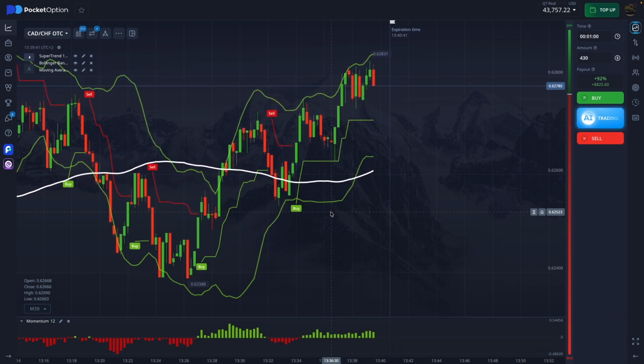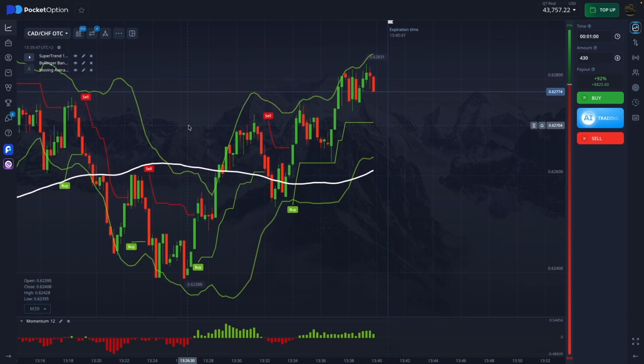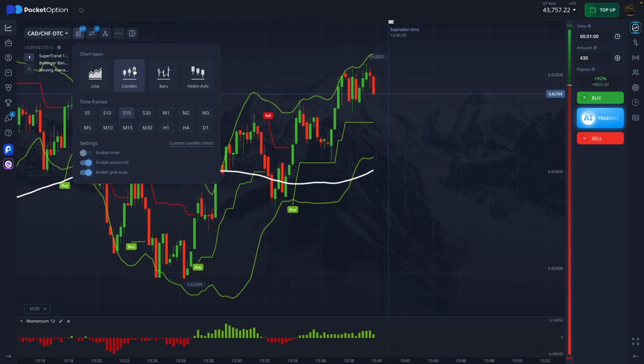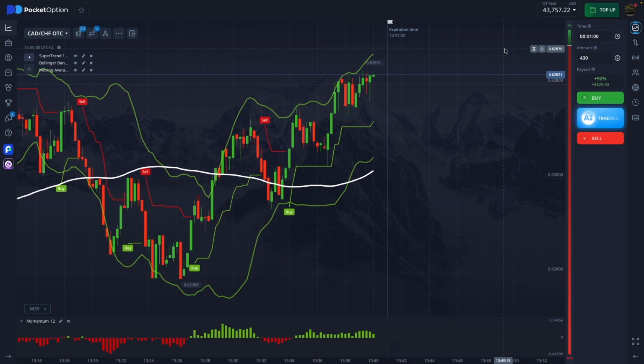Also, since I will be opening 1-minute trades today, it is very important for me to set up the chart to receive signals specifically for 1 minute. Today, I will be using a candlestick chart, and I have set the candle time frame to 15 seconds. I have also immediately prepared the trade duration here. It is 1 minute. And today, I will be opening trades for $430.